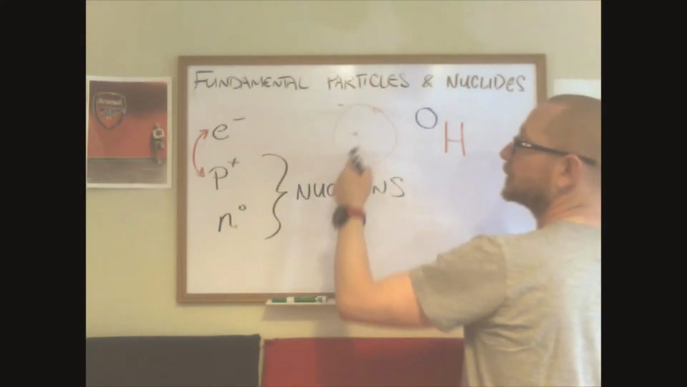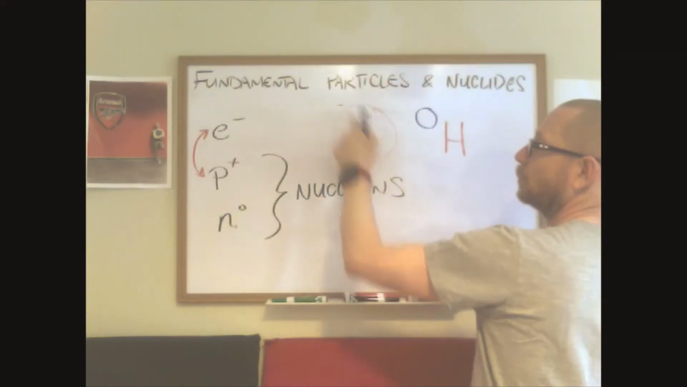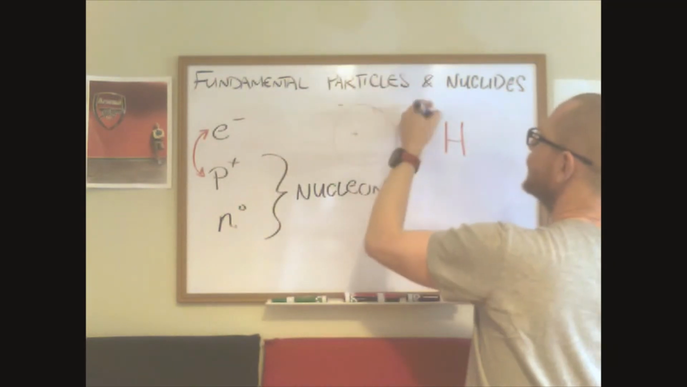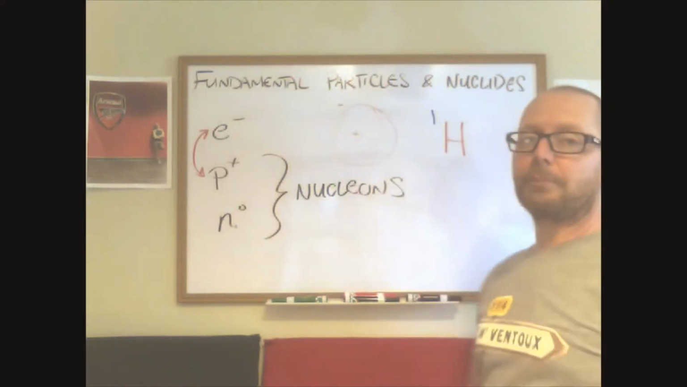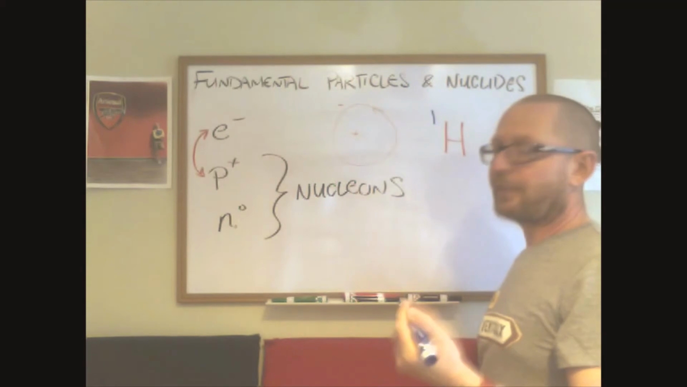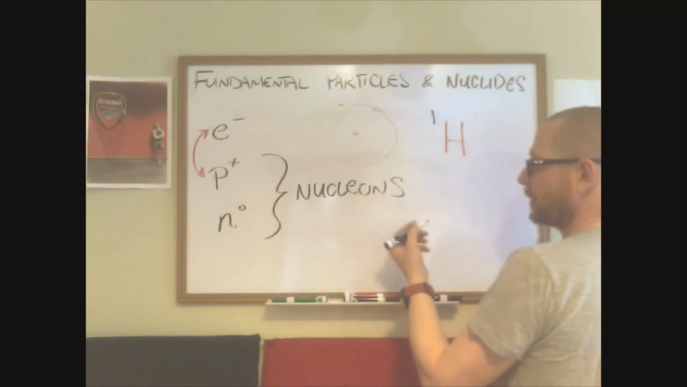So for our hydrogen, it's got one proton, one electron, only one proton, right? One proton right here. That's our nucleon number, okay? And then underneath we put this very important term, which is the atomic number.